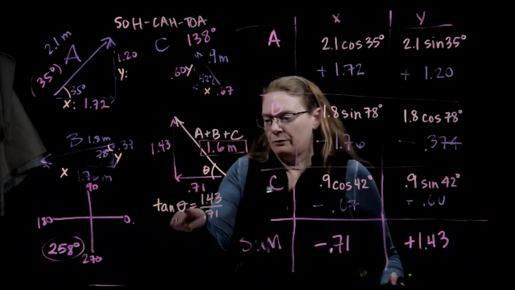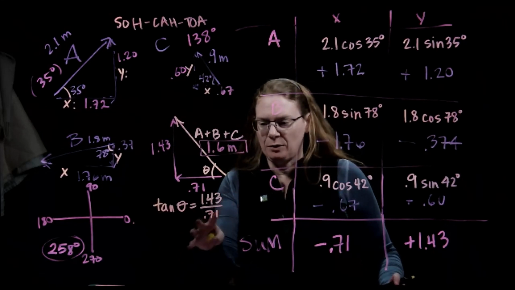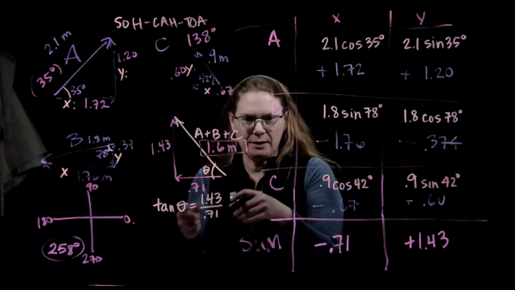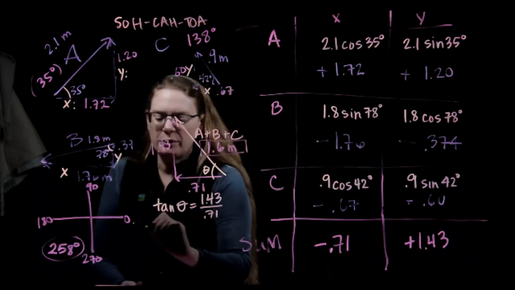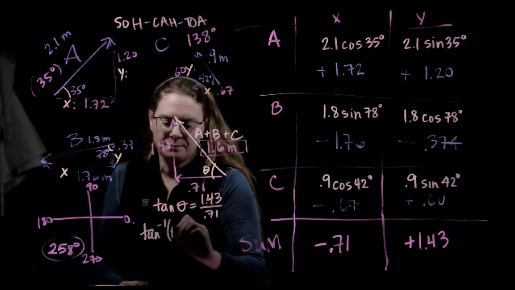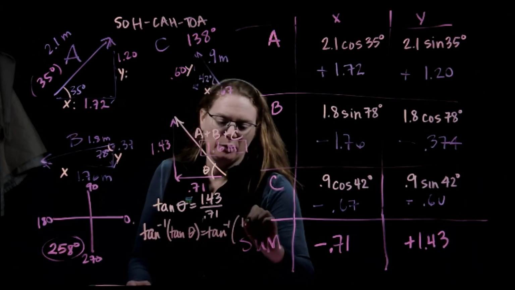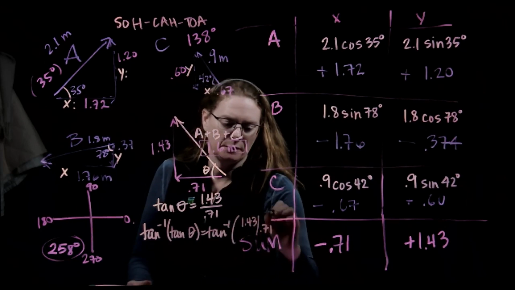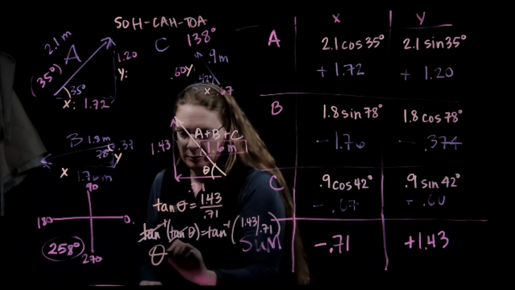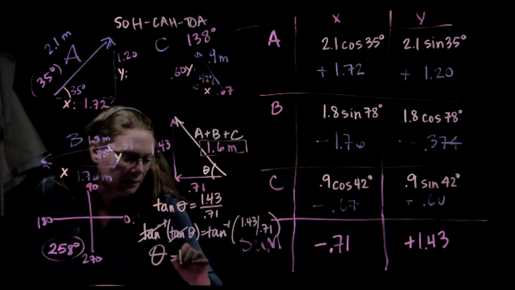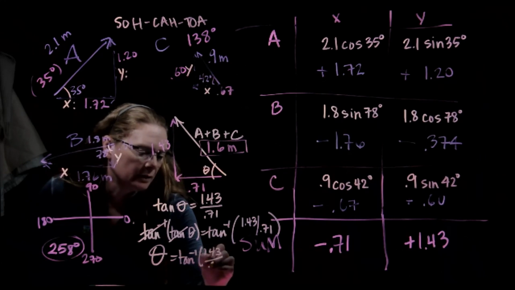How can I get rid of the tangent? Well, this is one chunk. You can't divide by a tangent because what would that even mean? You divide by the tangent of nothing. No, tangent always has to be of something. So to get rid of the tangent, what do we do? Inverse tangent of both sides. All right, so inverse tangent of both sides, 1.43 over 0.71. This is getting messy. Inverse tangent and tangent cancel each other out, leaving me with my angle will be the inverse tangent of 1.43 over 0.71.